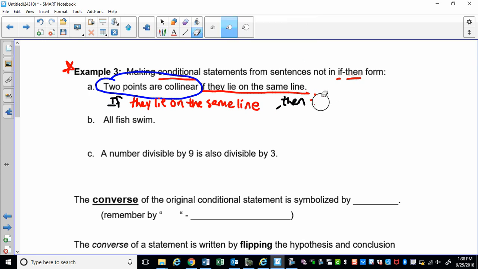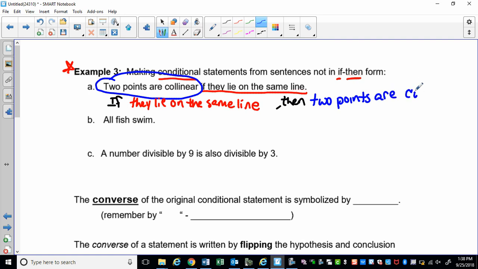I'll do it in blue so you guys can see. Then they are collinear. All right, all fish swim. To make it a conditional statement, we need an if and a then. So if it is a fish, then it can swim.